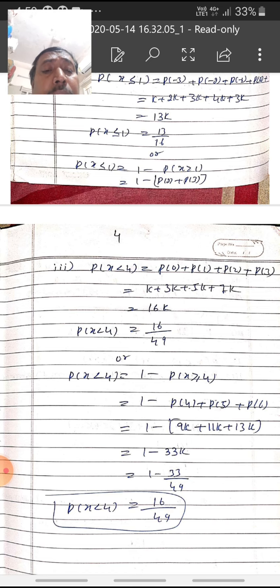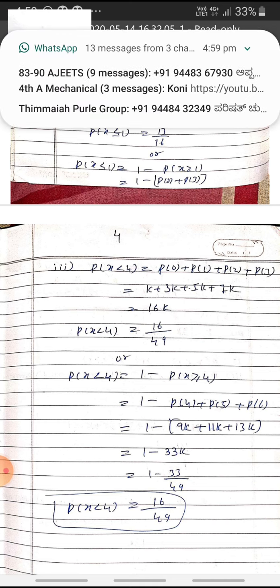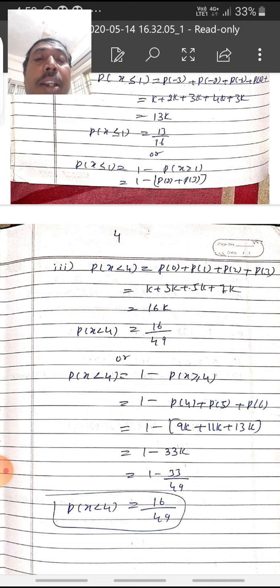This is one method. You can also find it by another method. If you have 7 values in the table, instead of adding the first 4 values, you know the total probability is always equal to 1, correct? From the 1, you subtract the last 3 values. See, probability x greater than or equal to 4 is P of 4, P of 5, P of 6. Instead of adding the first 4 values, in the total 1, subtract the last 3 values and you also get the same value.